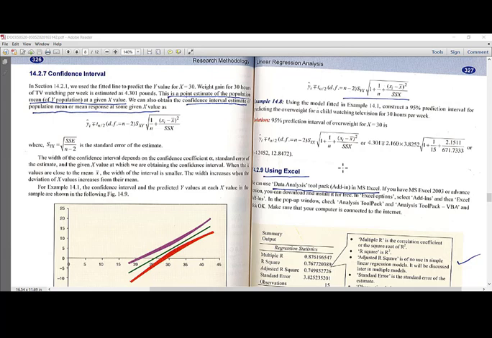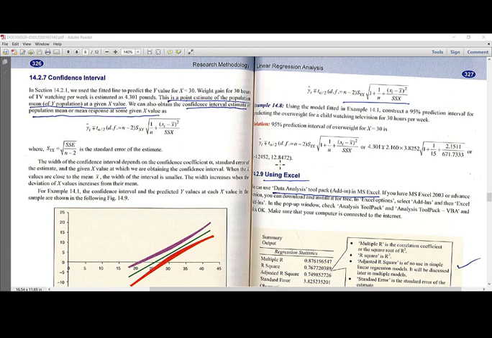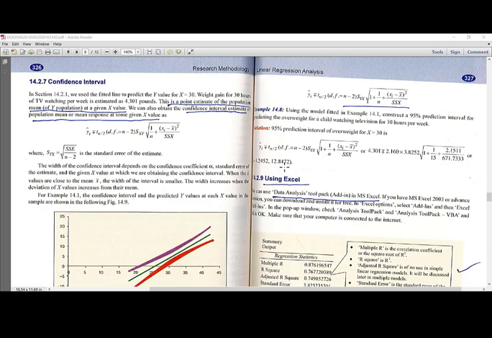Here plus or minus is given, so when we compute the interval, if we take plus we get one value, if we take minus we get another value. So here this interval is shown as minus 4.2452 to 12.8472.